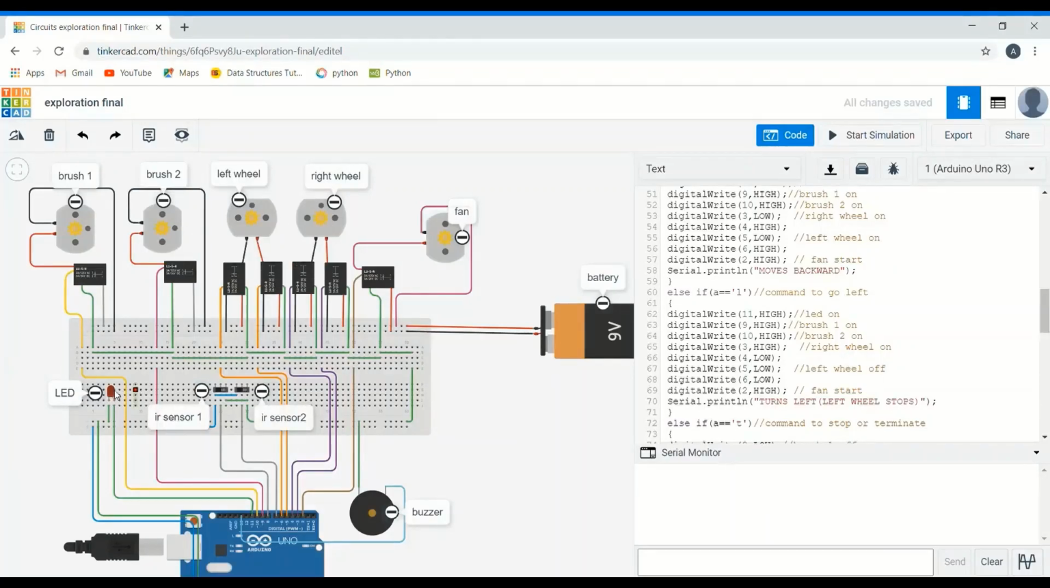We are using an LED to indicate the beginning as well as the end of the process. We are making sure that the LED is on throughout the process, indicating that the system is on. We are using slide switches to represent the IR sensors. We are also using a buzzer which buzzes whenever an obstacle is detected.